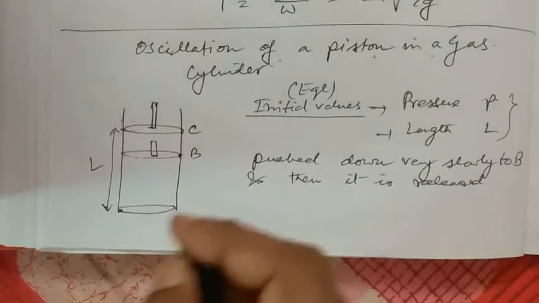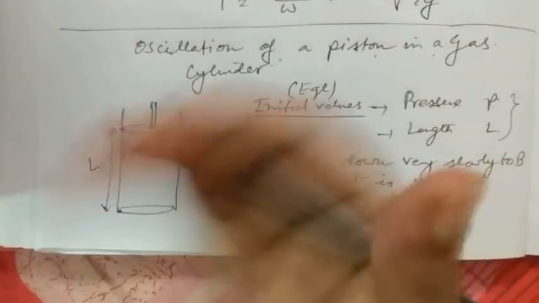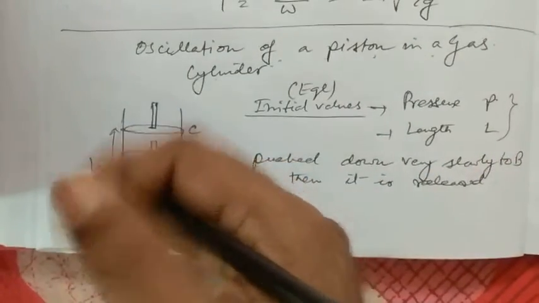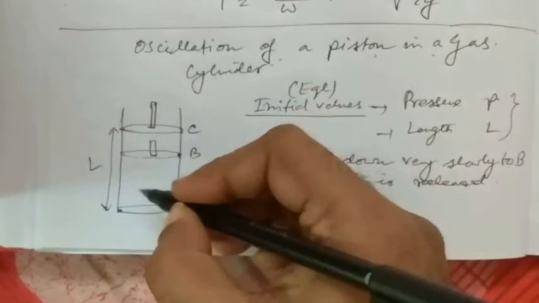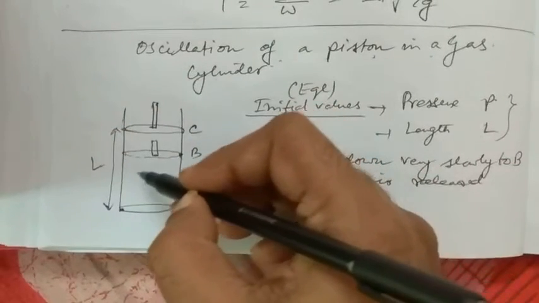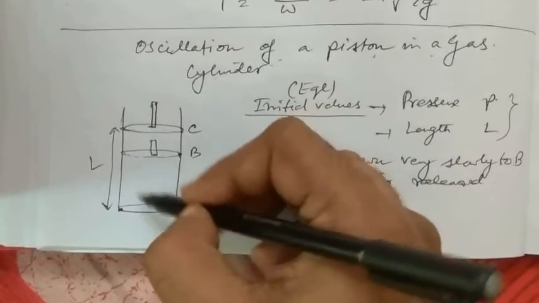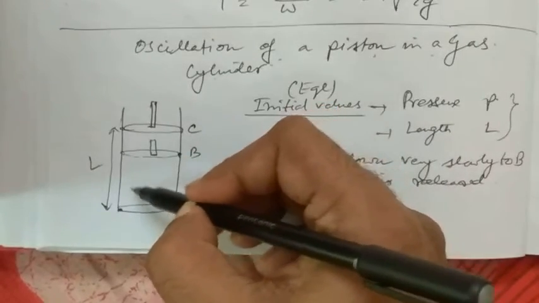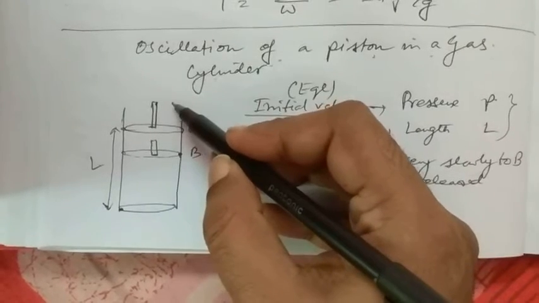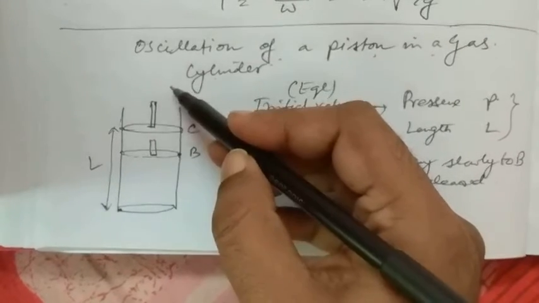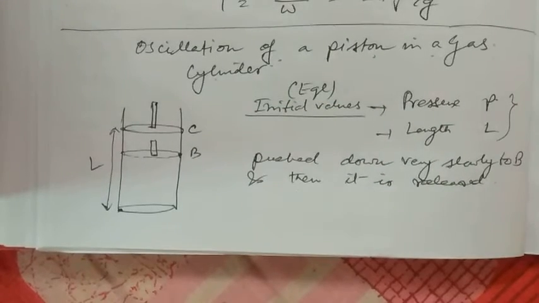What happens? The compressed gas will then expand and cause the piston to oscillate up and down. The pressure of the gas inside this cylinder increases. So the pressure inside the gas will force the piston to move up when released. So the piston will move up and down in the form of a SHM.